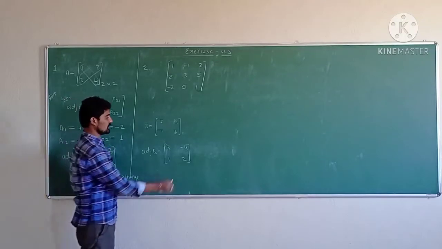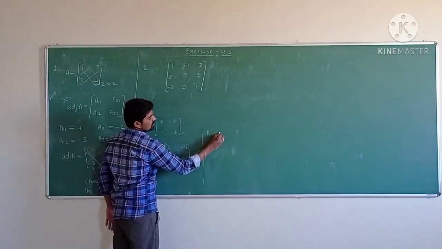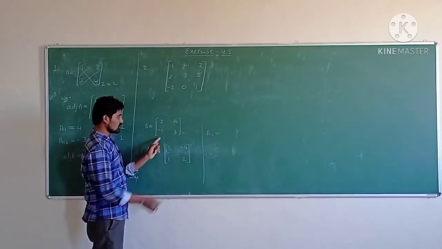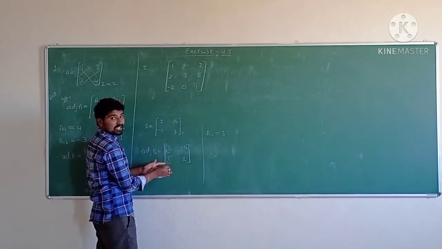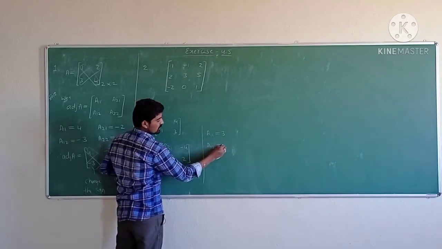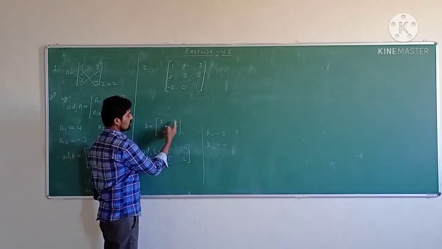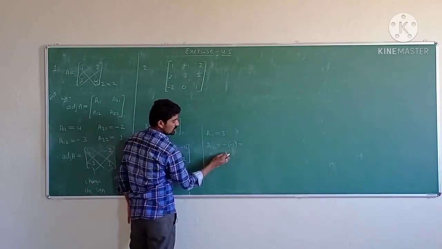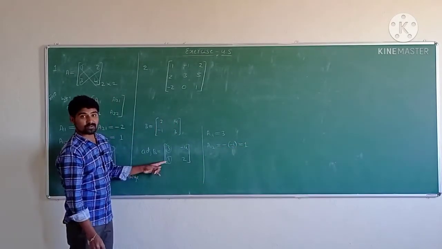If you want to do a check, so this is the element A11. A11 is obtained by deleting the first row, first column. 1 plus 2 is odd, therefore multiply by minus. Delete the first row, second column. Remaining element is minus 1. Minus of minus 1 is plus 1. Therefore A11 is plus 1.